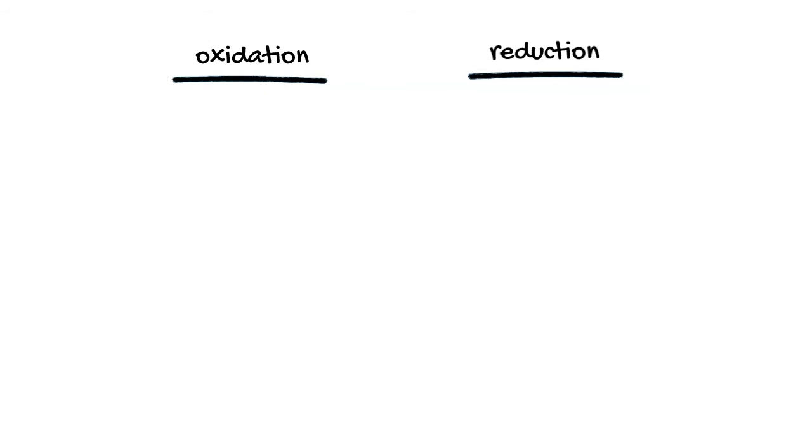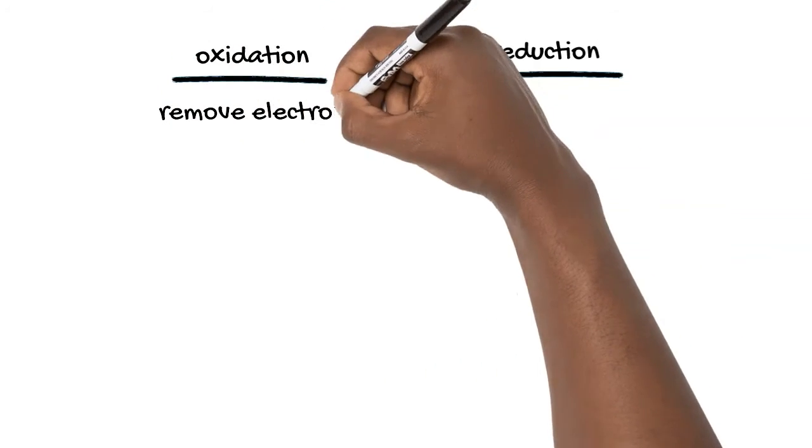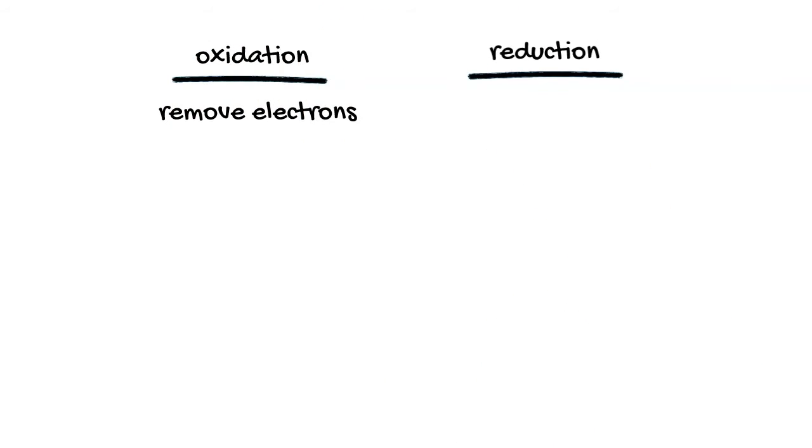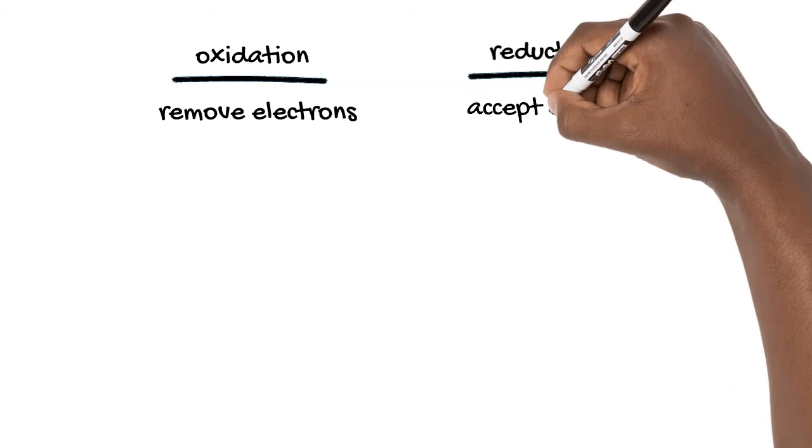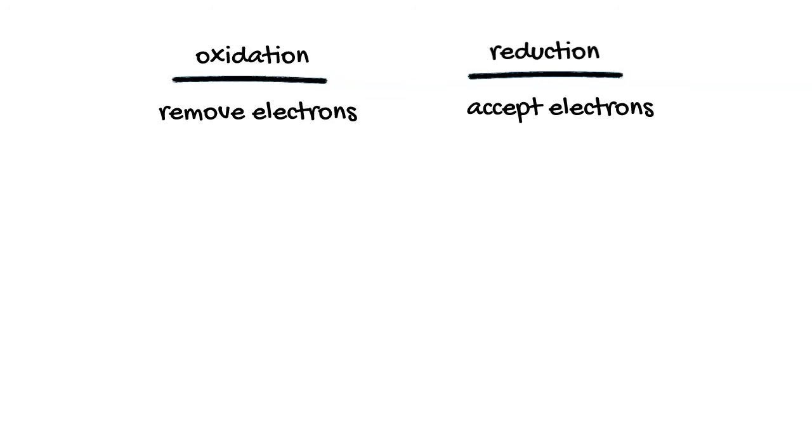Let's talk a little bit more about electron transfer. Transferring energy via electrons allows for the release of small amounts of energy at a time. This helps organisms conserve energy. Electron transfer happens through chemical reactions. There are two types of electron transfer reactions, oxidation and reduction. Oxidation reactions remove electrons from donor molecules, leaving them oxidized. Reduction reactions add electrons to acceptor molecules, leaving them reduced.